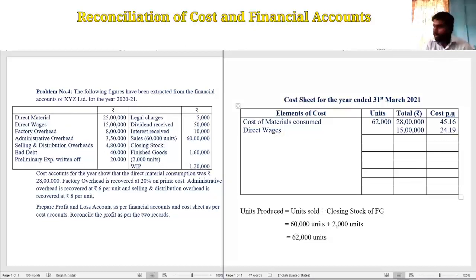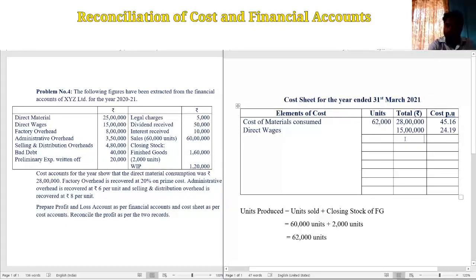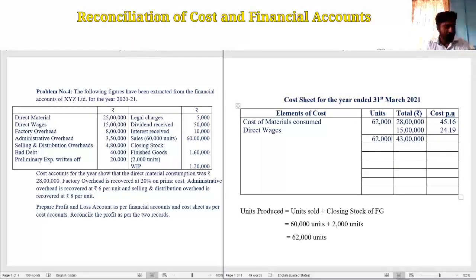Okay, so now we can go for calculating the prime cost. Prime cost is 28 lakh plus 15 lakh, 43 lakh. So units produced are 62,000. What is the cost per unit? 43 lakh divided by 62,000, that is 69.35 prime cost.